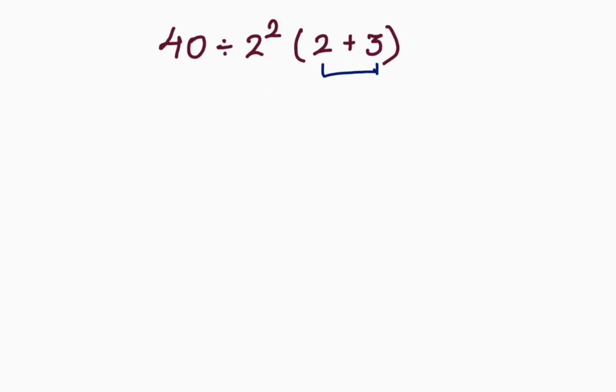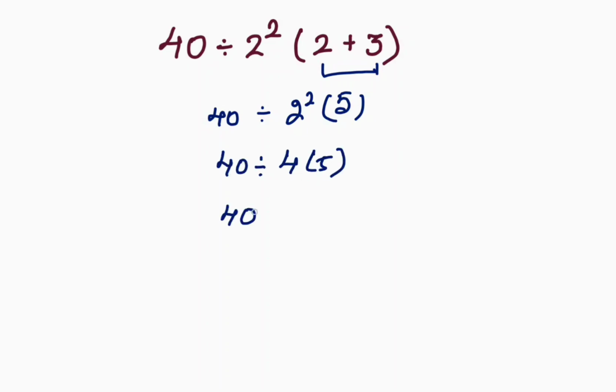Let's start by solving 2 plus 3, that means 5. Now 2 square, that is 4, into 5. This becomes 40 divided by 20, that means your answer is 2. But this is not the correct solution.